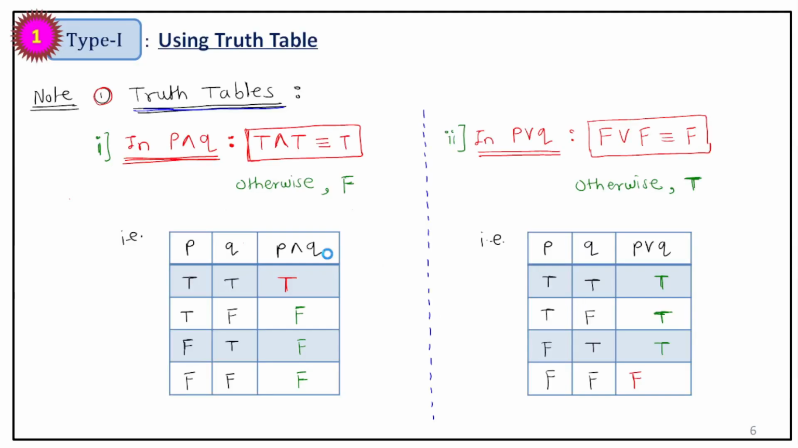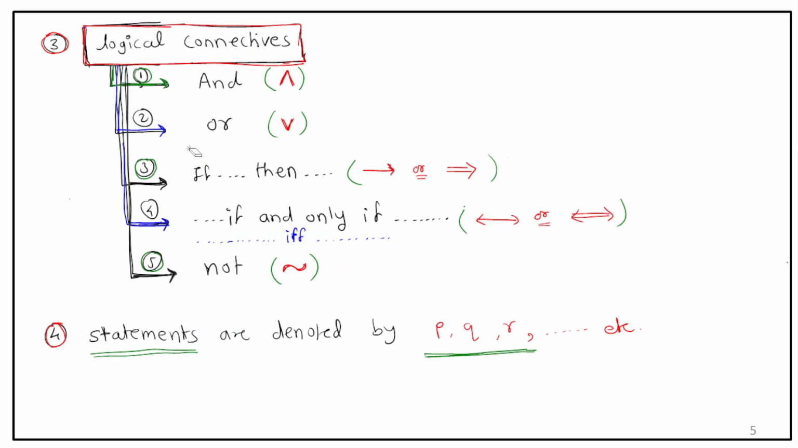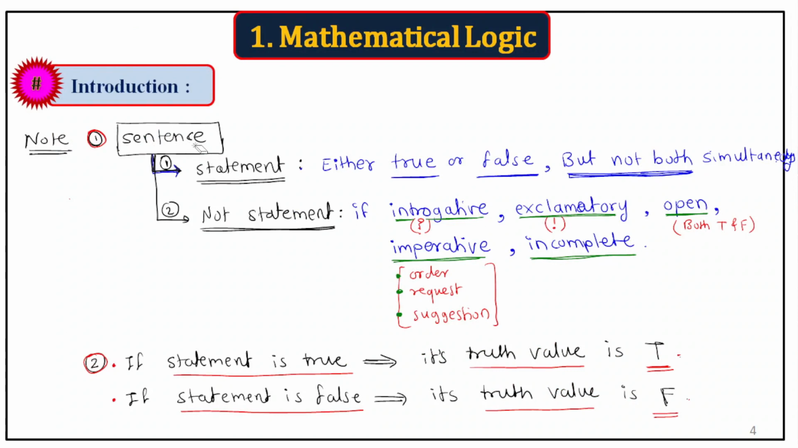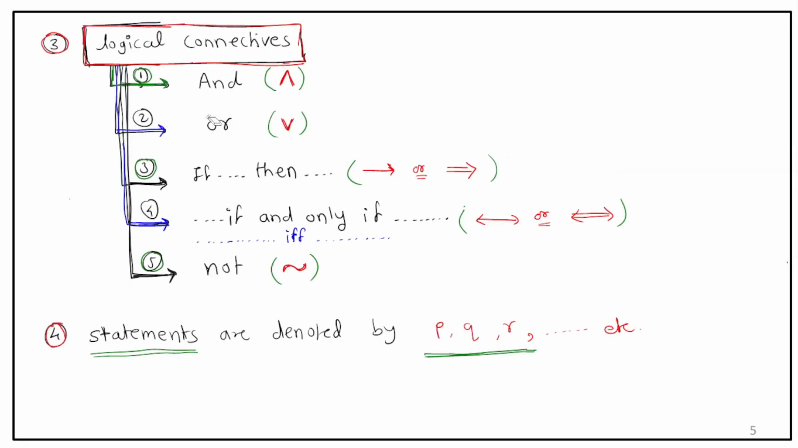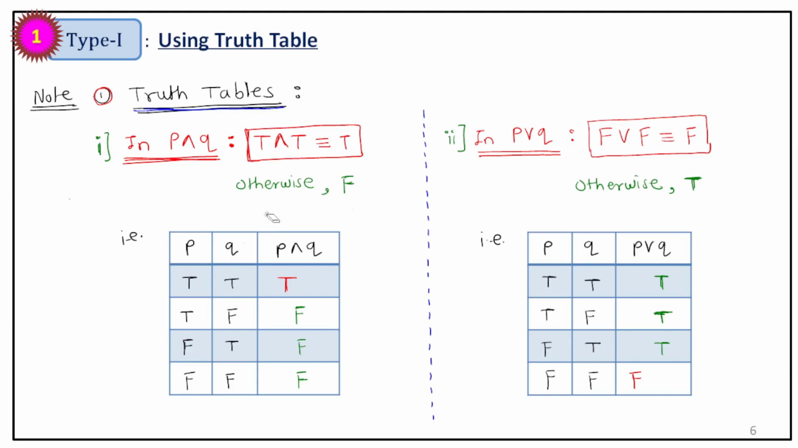Now this is the important one. Here first note, that is the sentence, statement and not a statement. Second one, truth value of a statement. Third, logical connectives, here total 5 connectives and here its symbol. And fourth one, statement notation, that is the P, Q, R, that is the notation for a statement.